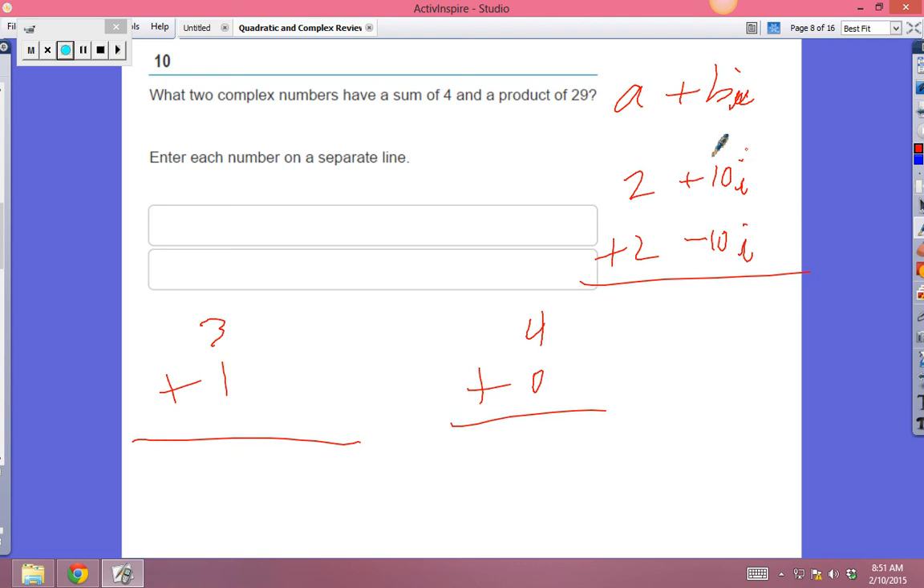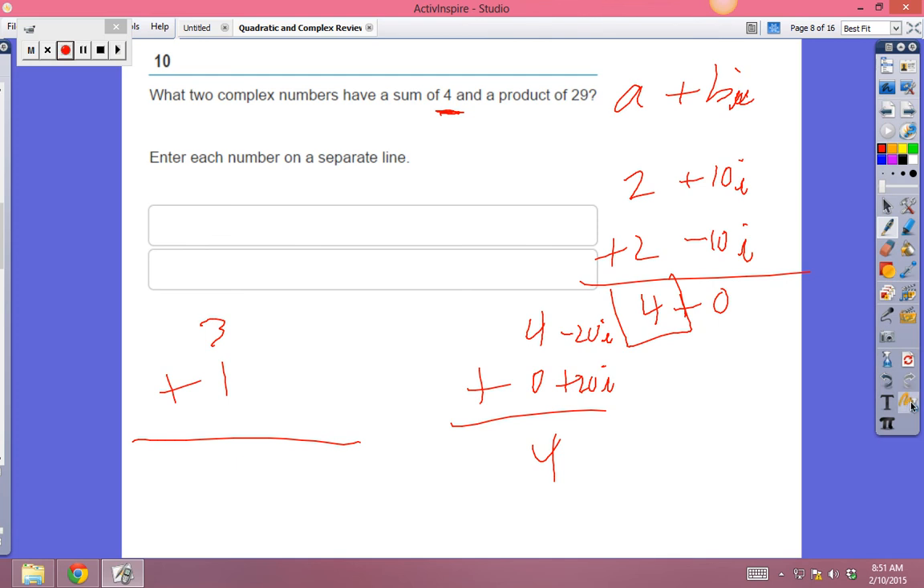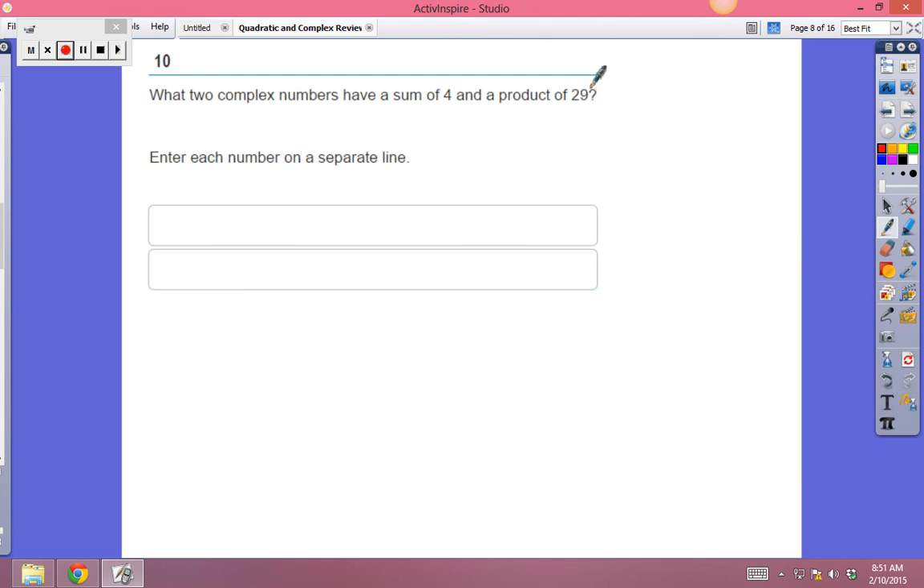They do have to be opposites though, because the real parts will add and give me 4, the imaginary parts will add and give me 0, and they add and give you 4, so that works. So you do know something about your imaginaries. They've got to be opposites. One's positive, one's negative. Could be negative 20 imaginaries, positive 20 imaginaries. These ones add up and give you 4. So that's what we know. But now they've got to multiply and give you 29.